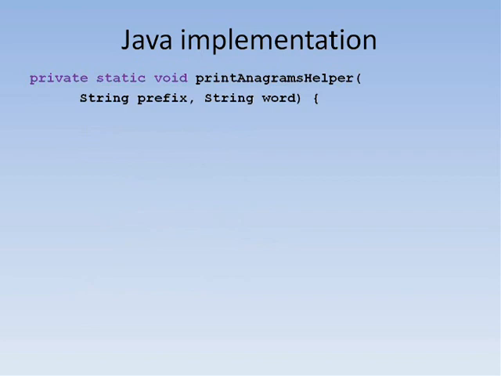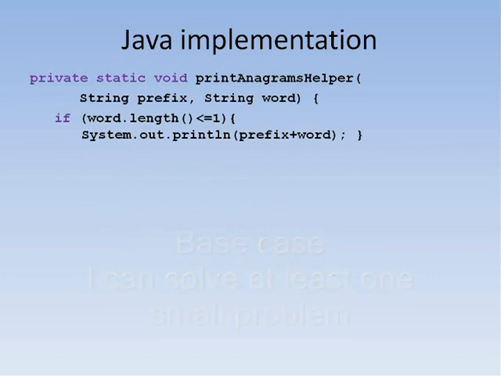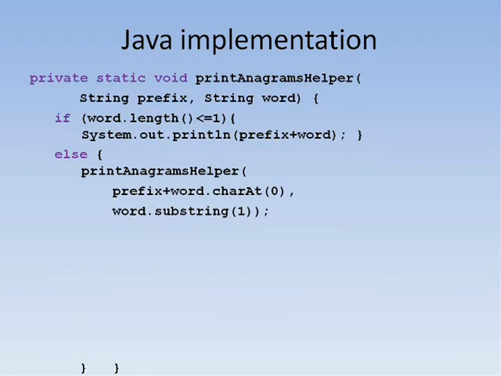Since we decided to add letters to the beginning, we'll have a prefix parameter in addition to a parameter for the word. The base case, the one small problem we can solve directly, is when the word is 1 letter long. In this case, we print out the prefix and the word. The recursive case is more complex. In the else, we know that the word is at least 2 letters long. So we add a recursive call, removing the first letter from the word.